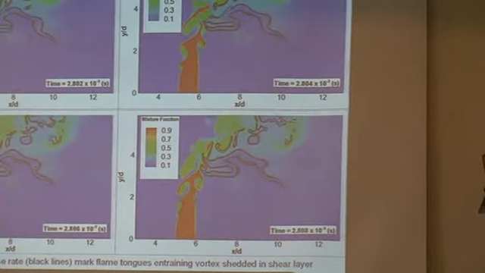So, going to the reactive case, we have seen, first from the instantaneous picture, that the black lines here are the maximum, high heat release regions. This is a vertical cut through the jet in the mid-plane. And you can see that there are these flame tongues that are slipping through the vortex shedding.